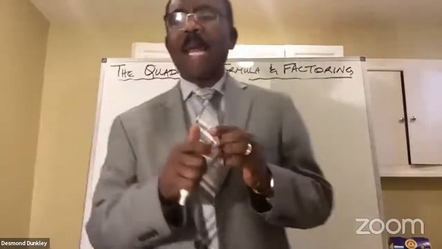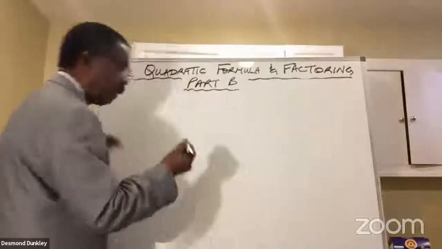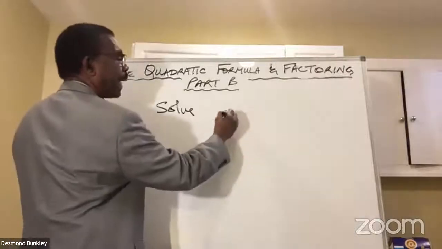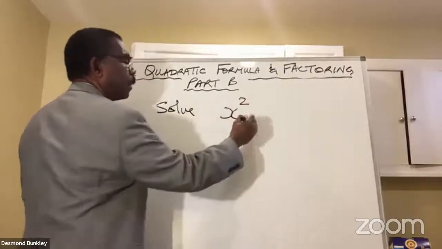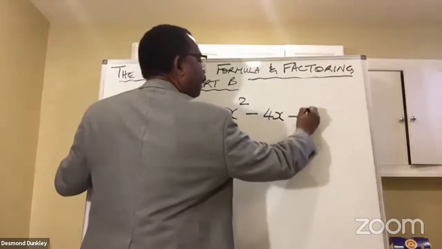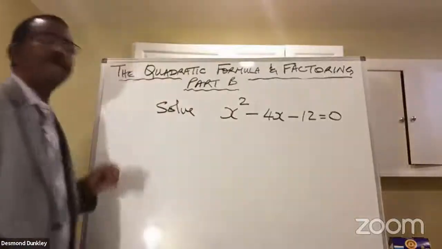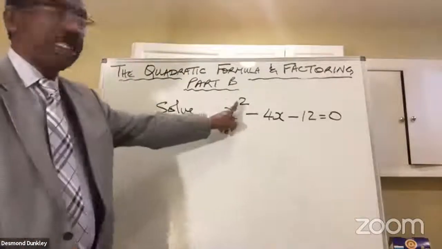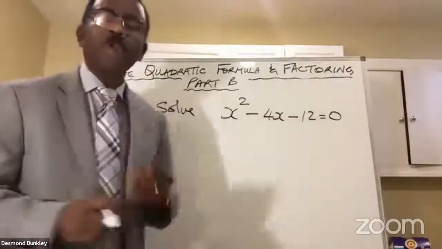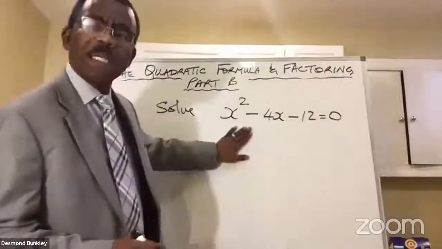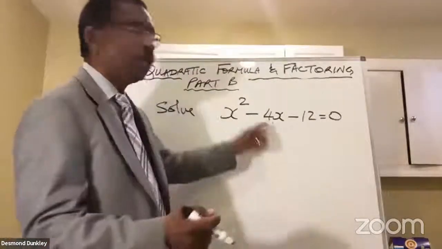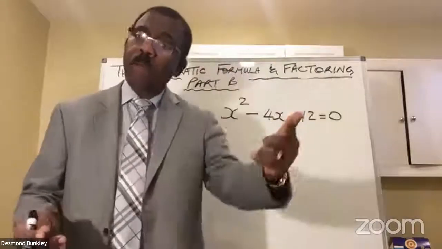So here's what I would like to bring to your attention. If I ask you to solve, say for example, x squared minus 4x minus 12 equal to 0. If I ask you to solve that quadratic equation, it's quadratic because the highest exponent is 2. You might realize that I could solve this by first factorizing it and then afterwards using the zero product property.